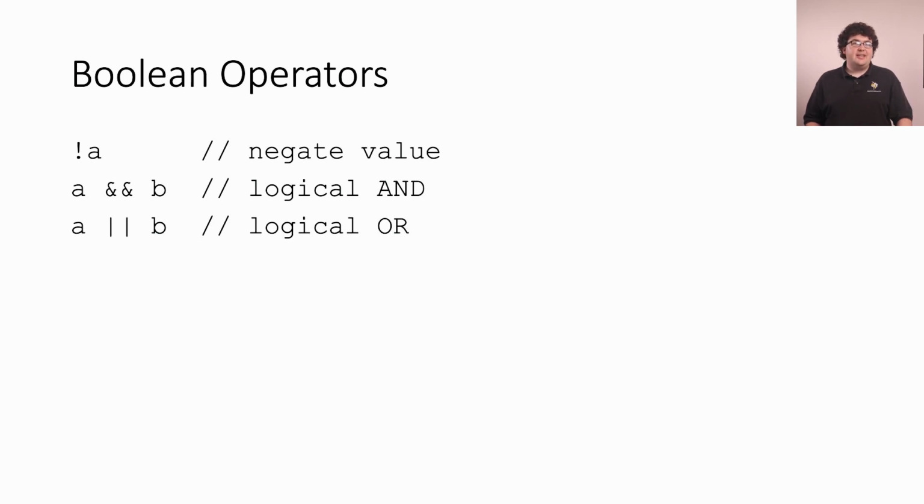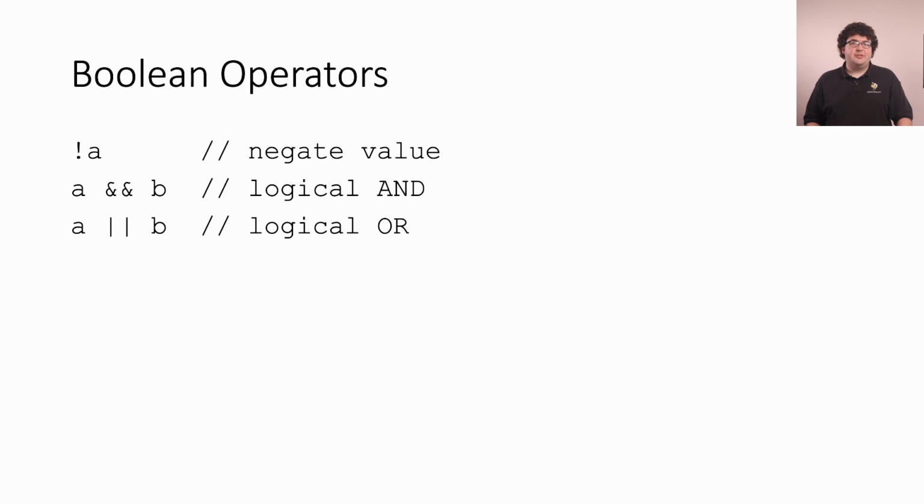Two Boolean values ANDed together only yields true when both inputs are true. ORing two Boolean values yields true whenever either input is true. Being able to ask these yes or no questions is cool and all, but it's only really useful if we can do something different depending on what the answer is.